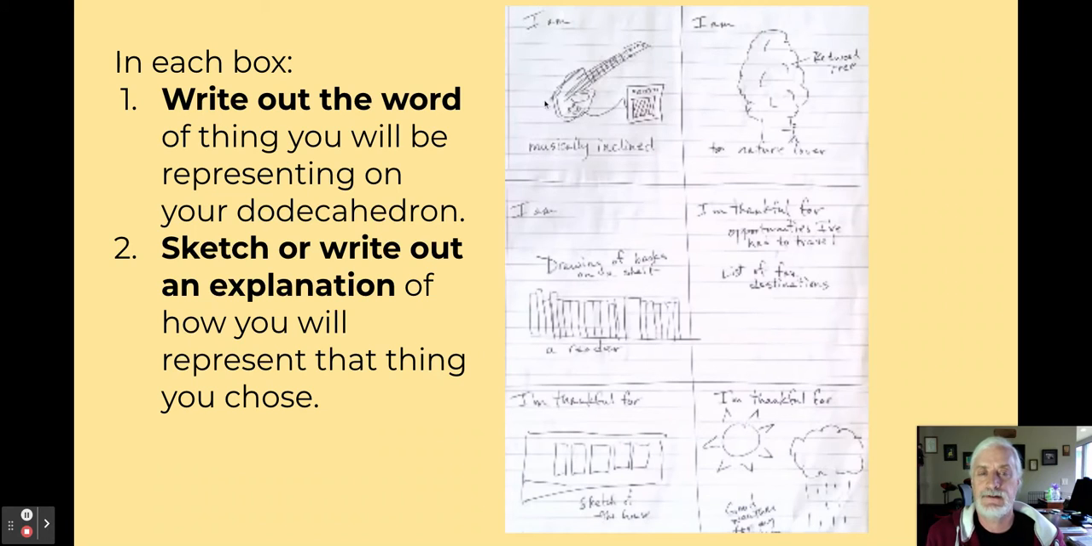And so then what I did was I drew, and I'm sorry that my pictures just don't turn out well here, this is supposed to be a guitar and an amplifier. So I did a quick sketch of what I think that will look like. That's the second thing that happens: you're going to sketch or write out an explanation of how you'll represent that thing that you chose.